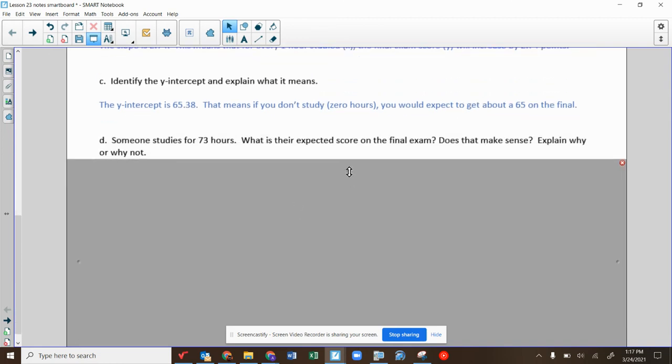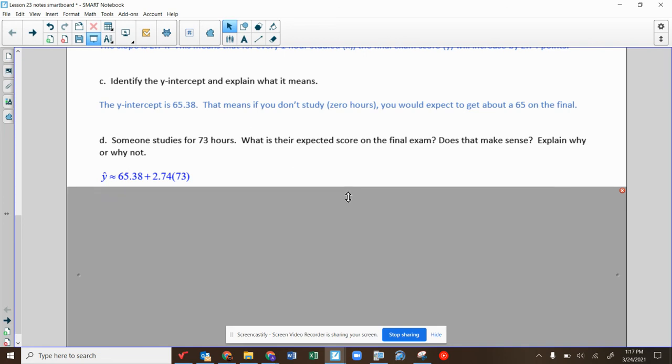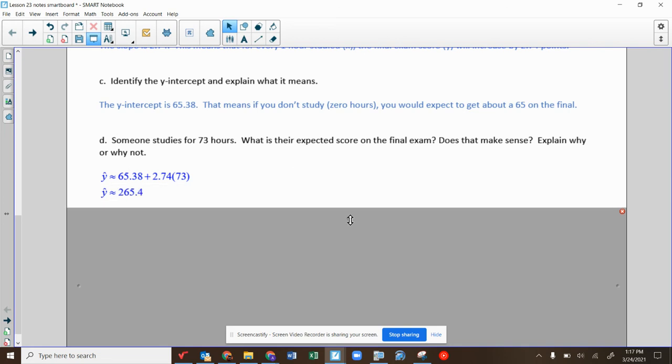And then what would happen if somebody studied for a various number of hours, in this case 73, what would you expect them to score? And does it make sense, and then why or why not? So if you plug in 73 for x, you would get a score of 265.4 on the final.